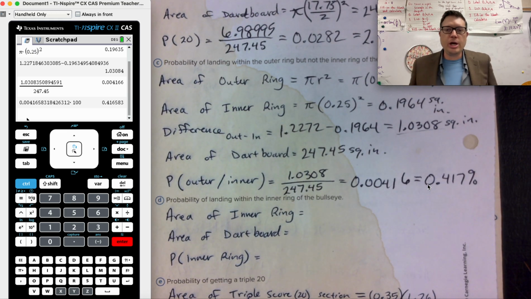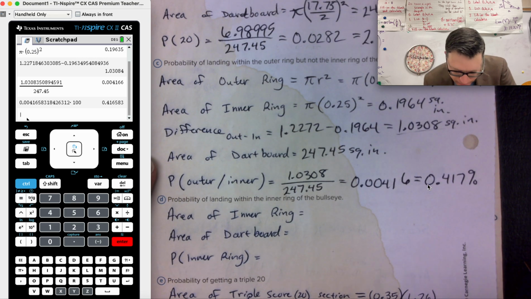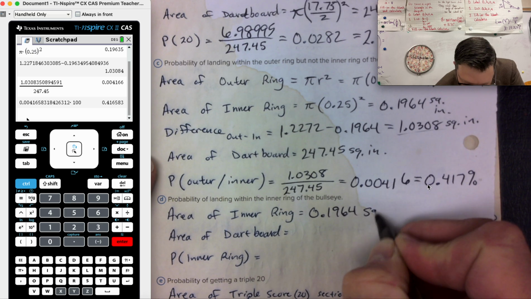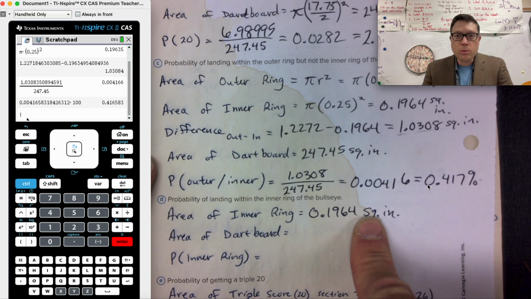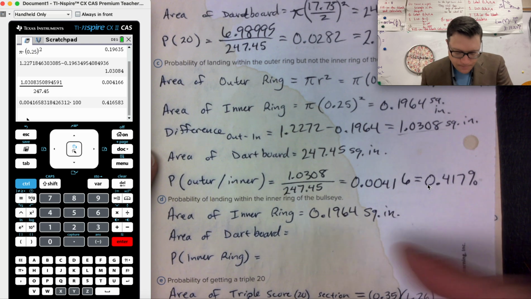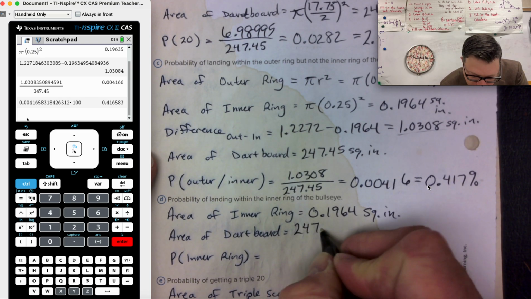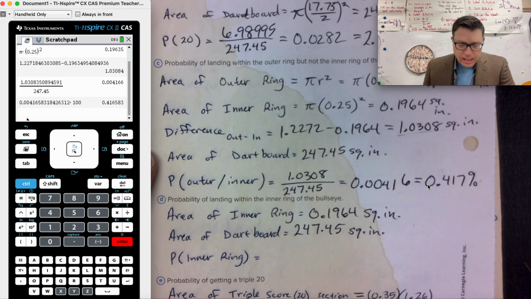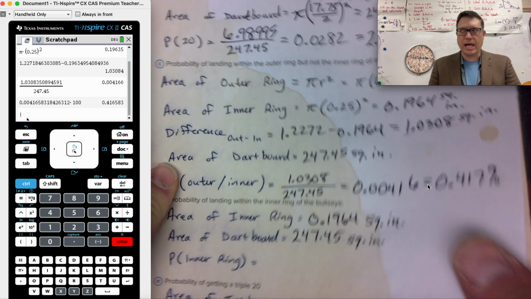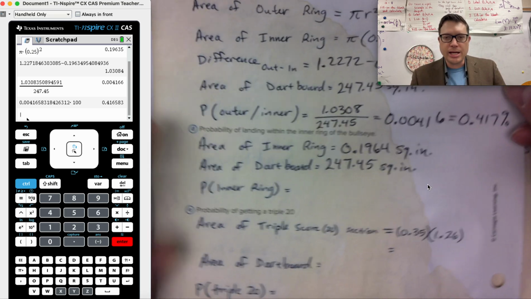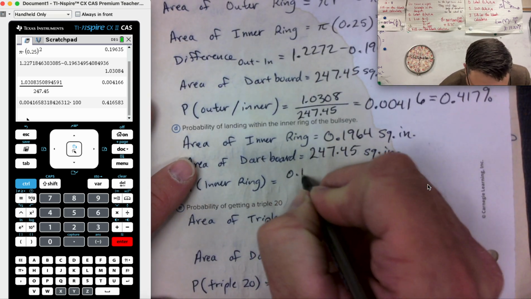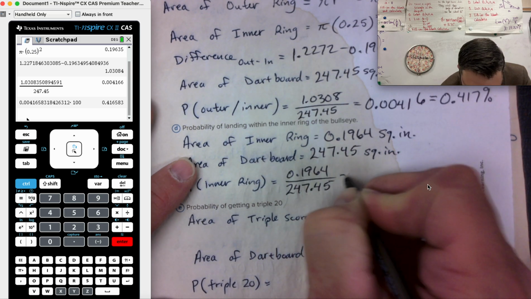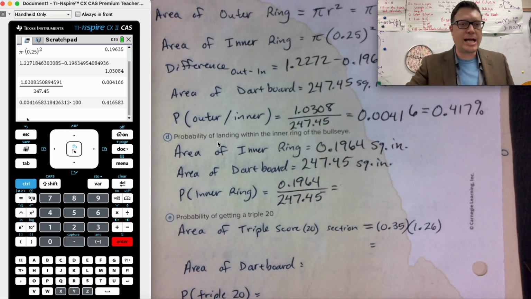Probability of landing within the inner ring of the bullseye. So the area of the inner ring of the bullseye, we've already calculated that. 0.1964 square inches. The area of the dartboard, 247.45 square inches. And then last of all, the probability of landing in the inner ring, the bullseye of the bullseye, is 0.1964 divided by 247.45.